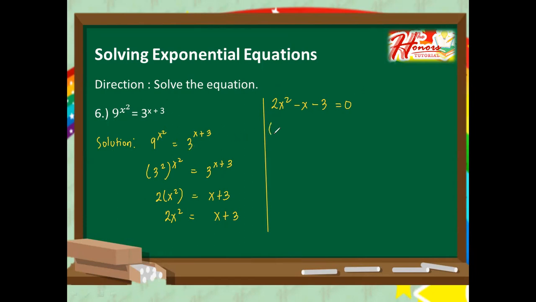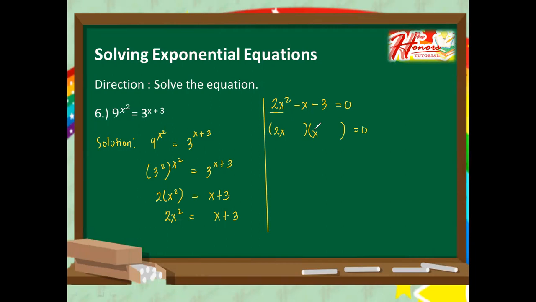So let's prepare two parentheses here equals 0. And then please have the first term. So we have here 2x squared. We can have here 2x and then x. It is because 2x times x is equal to x squared.